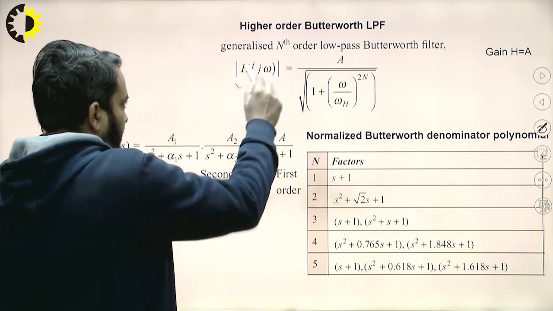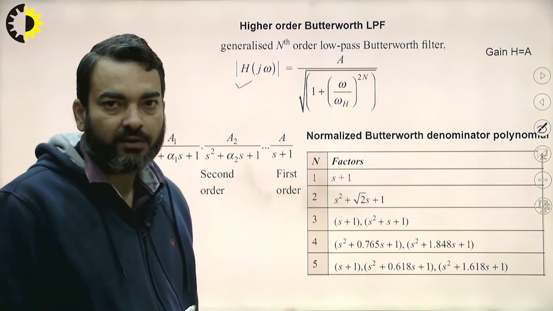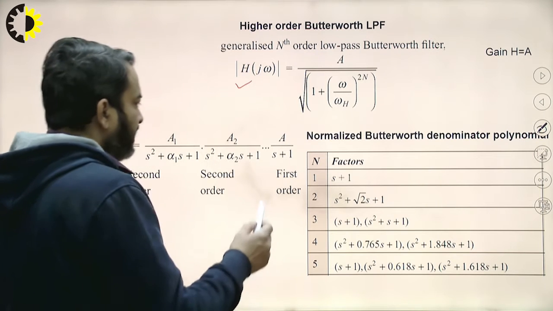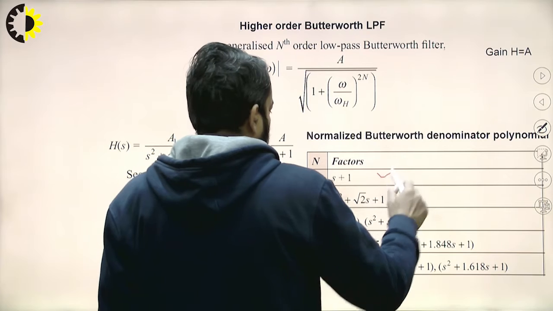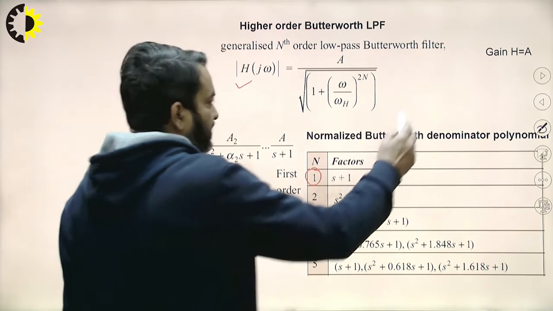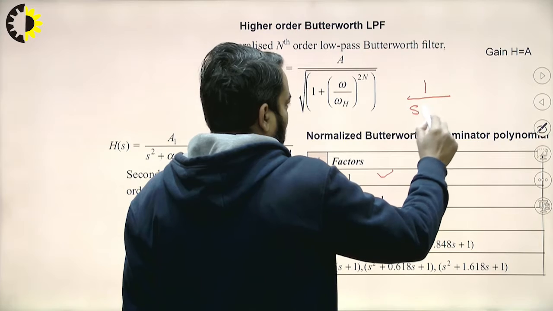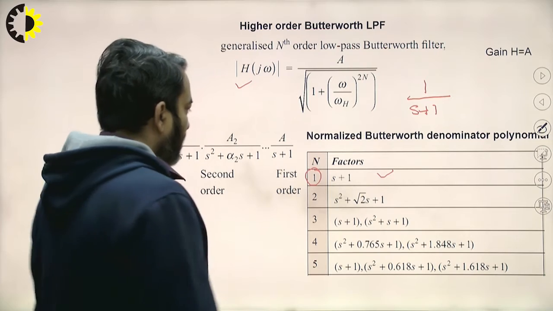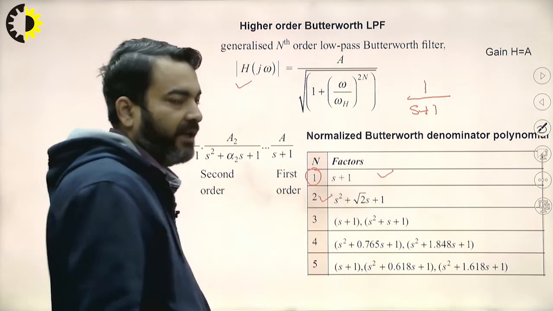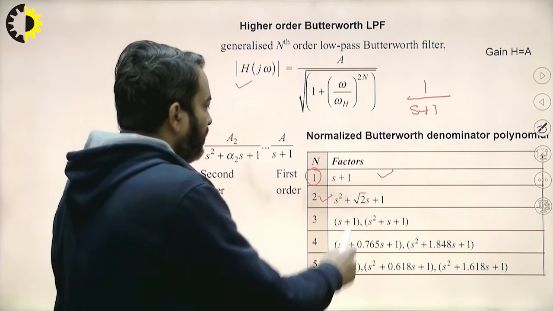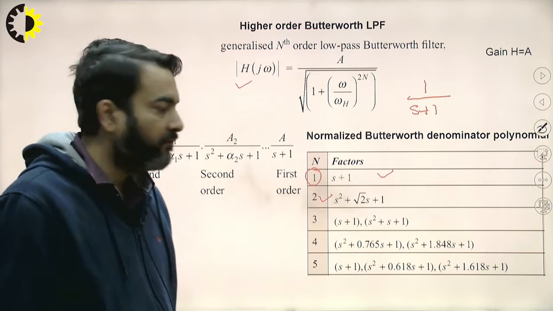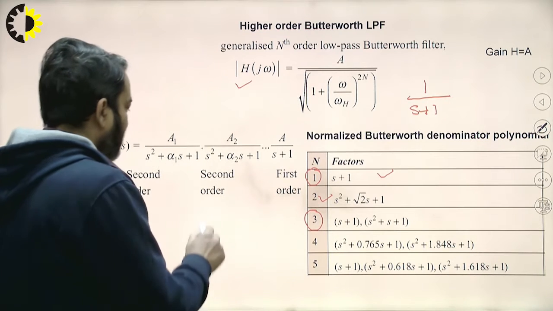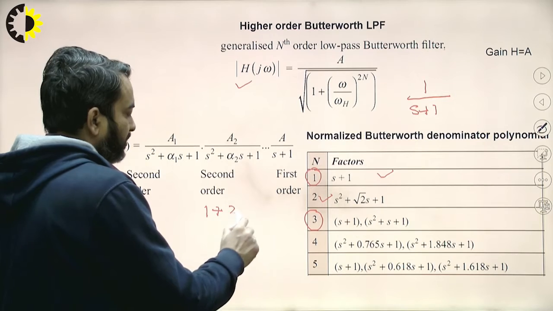This is the magnitude of a higher order Butterworth filter of order n, and these are the standard denominator functions. For order 1, the transfer function of the required Butterworth will be 1 upon s plus 1. For order 2, we will have s square plus root 2 s plus 1. But if we come to third order, we will say s plus 1 times s square plus s plus 1.